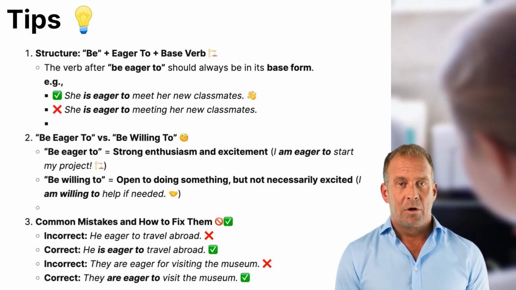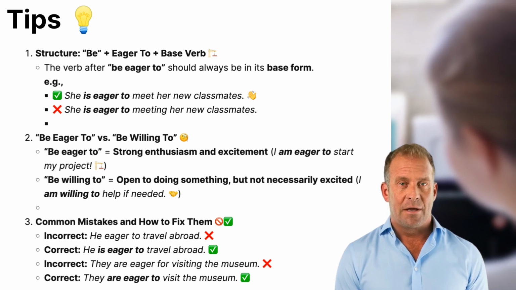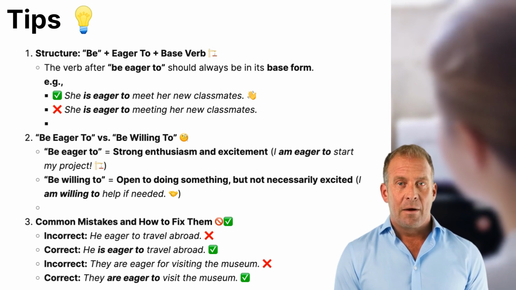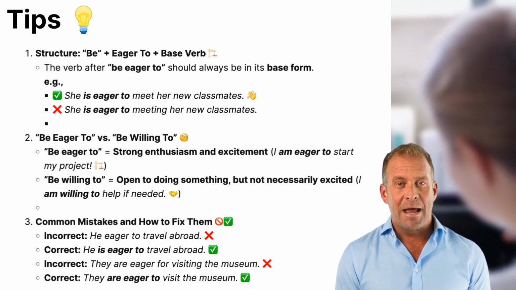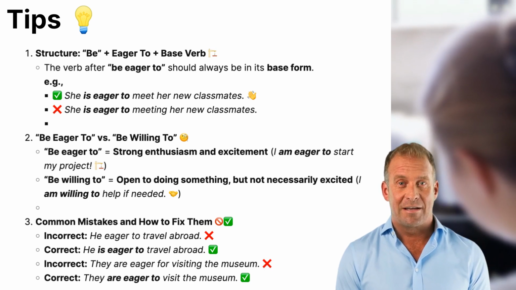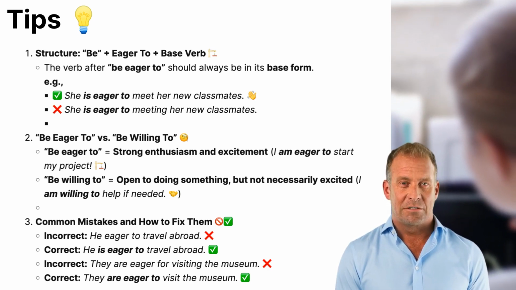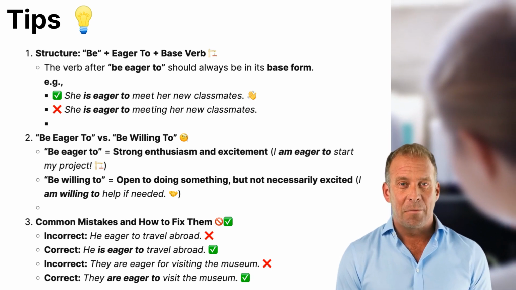Be willing to means someone is open to doing something but not necessarily excited about it. Example: I am willing to help if needed. I don't mind helping, but I'm not overly excited. If someone actively wants to do something, use be eager to. If they are okay with doing something if necessary, use be willing to.